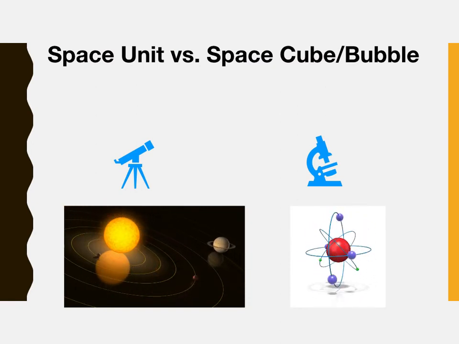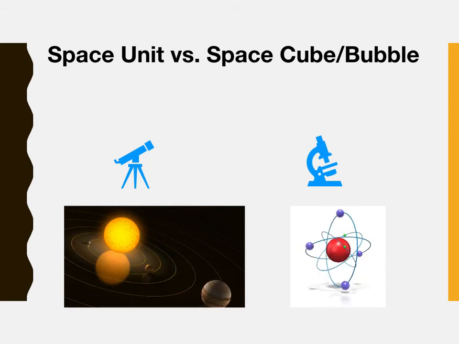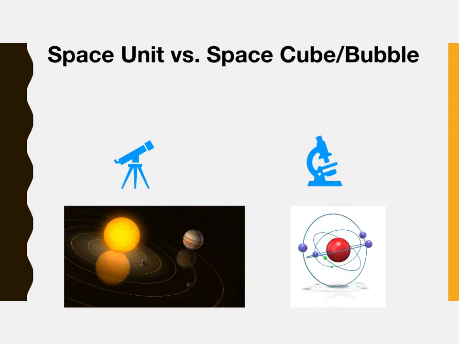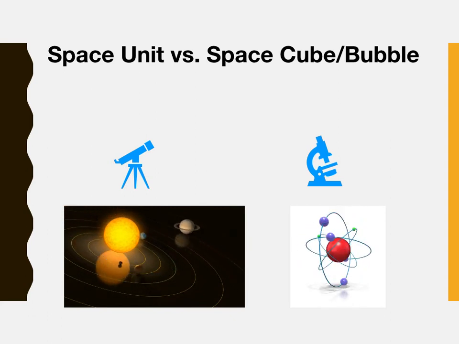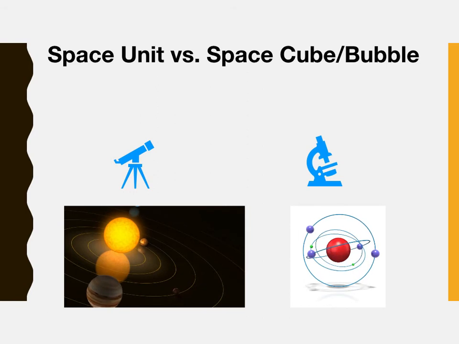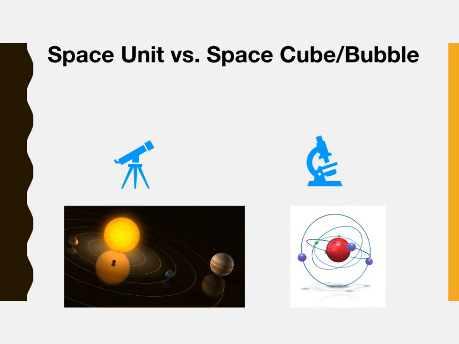On the left side you see an animation of our solar system. On the right side you see an animation of an atom. The animation of our solar system is kind of realistic. The animation of the atom has nothing to do with the real atom. I think it's time to introduce a new concept, the concept of space units rather than space cubes or space bubbles.